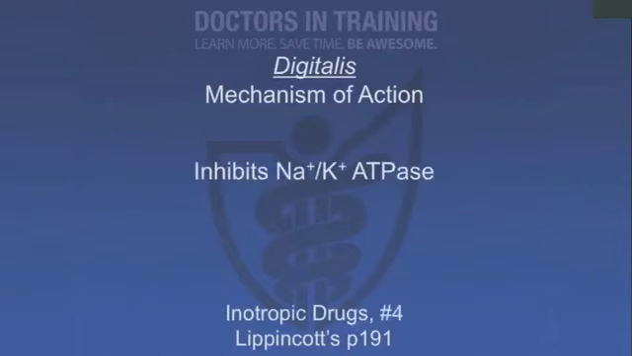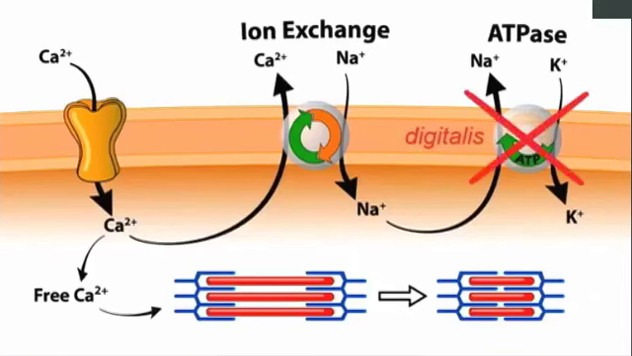Digitalis inhibits the sodium-potassium ATPase, which leads to a relative increase in the intracellular concentration of sodium. When sodium is higher inside the cell, that means the sodium-calcium antiporter is not going to be pumping sodium into the cell, and therefore it's not going to be pumping calcium out of the cell. So you're going to have an increase in intracellular calcium, which leads to an increase in myocardial contractility, and therefore an increase in cardiac output.